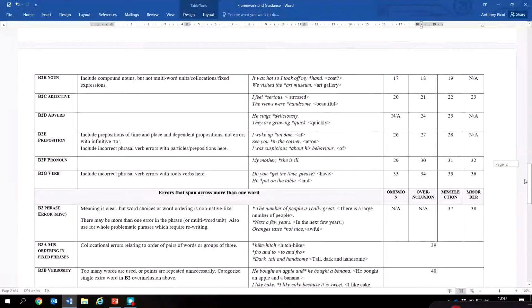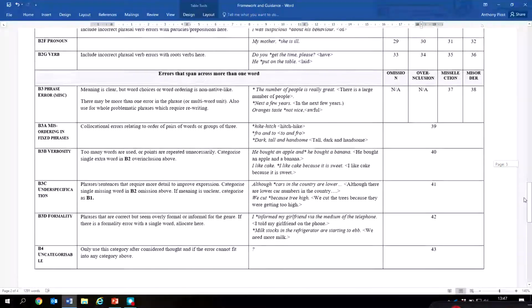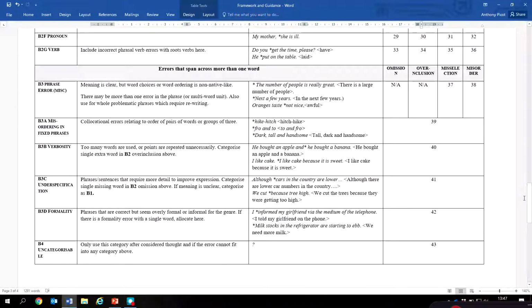Moving on to errors that span across more than one word. Category B3, phrase error, is where we categorise inseparable errors in a phrase or multi-word unit, and whole problematic phrases that require rewriting. It's a very common area. B3, misordering in fixed phrases, not particularly common. For example, you may have, do we have pepper and salt?